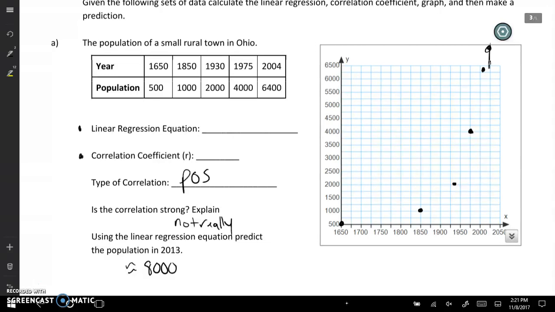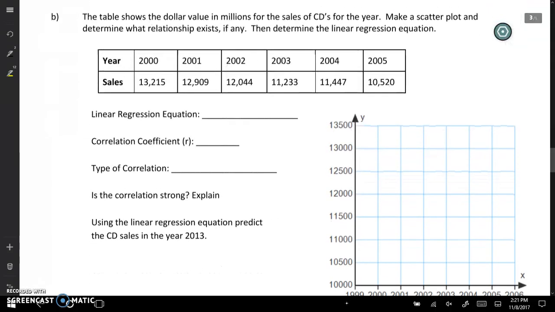Remember, in the past, you guys have drawn a line of best fit before. Like you said, well, it's right there, that's our line of best fit. Now we're actually going to find the real line of best fit, and we're going to use it to answer some questions.